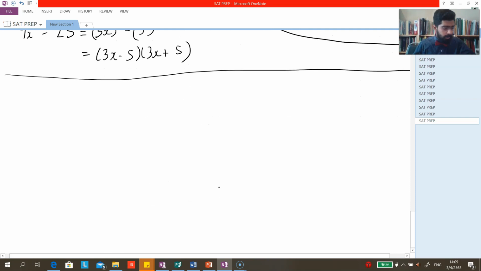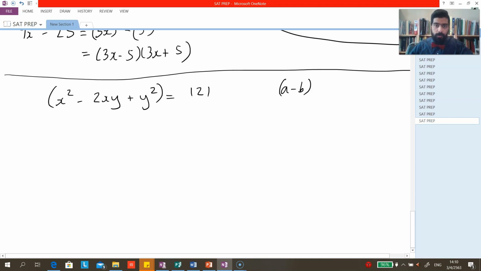Let me see where I have. So let's say I have, here we go. Here's a good example. So I have x squared minus 2xy plus y squared is equal to 121. Now from the above algebraic identity, if we take a look at this algebraic expression, we can write it as a minus b the whole square.